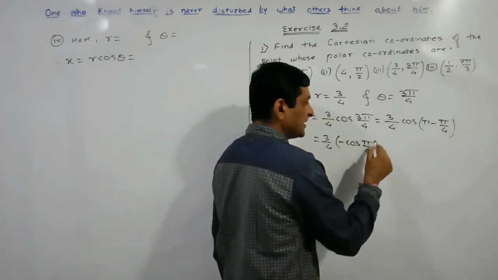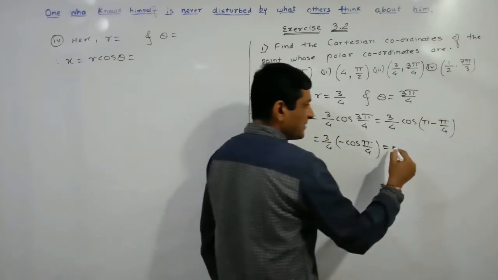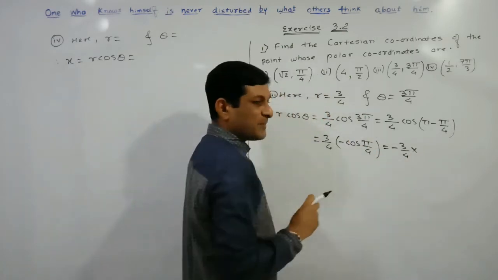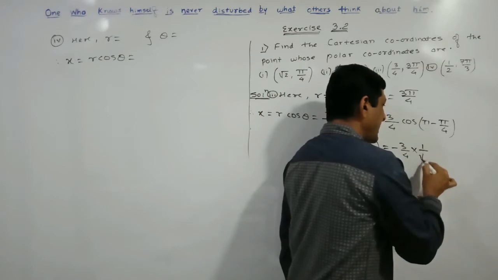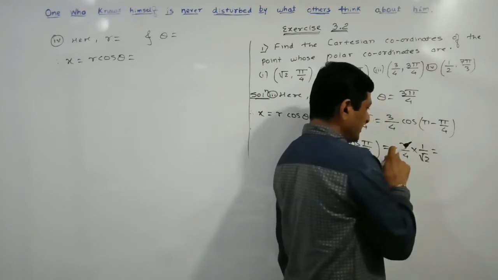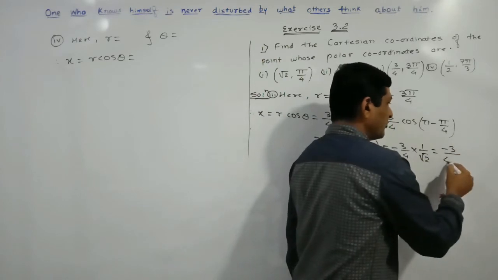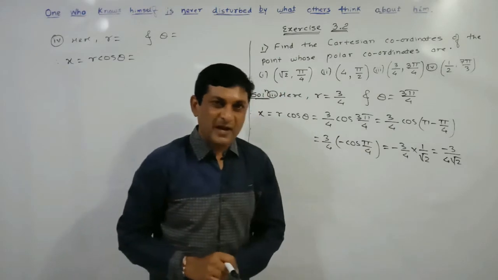Theta is how much here? Theta is equal to pi by 4, which is equal to minus into 3 pi by 4 is minus 3 pi by 4, and cos pi by 4 means cos 45 will be equal to how much? 1 by root 2. So which is equal to, in the numerator minus 3 into 1 is minus 3, and in the denominator 4 into root 2 will be equal to what? 4 root 2. In this way we have got the value of x.